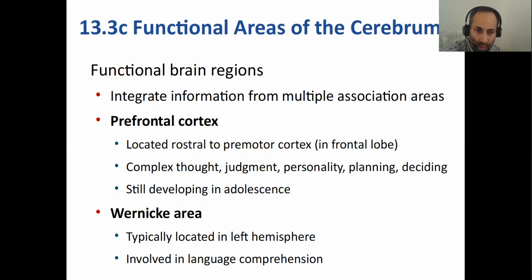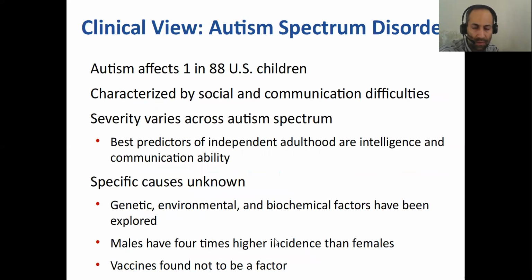So the Wernicke area is a region of the brain located in the left hemisphere, and that one is for language comprehension. So you need a properly functioning left hemisphere Wernicke's area to understand language.